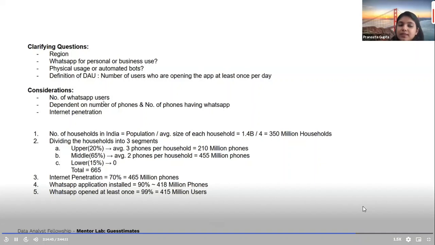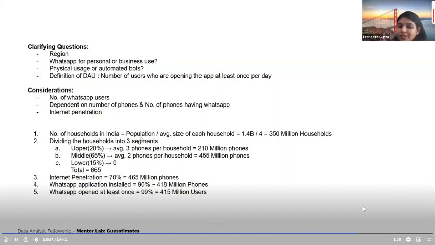What I'm considering is, what is the number of WhatsApp users? It is dependent on the number of phones, and people having internet access and WhatsApp. So how I started it is, of course, I have to find the global number, right? But I know more things that are relatable to me. I know about India. I know how households work. And I also have a sense that India will be the biggest market of WhatsApp. Okay. So how I started approaching this is, I took the number of households in India.